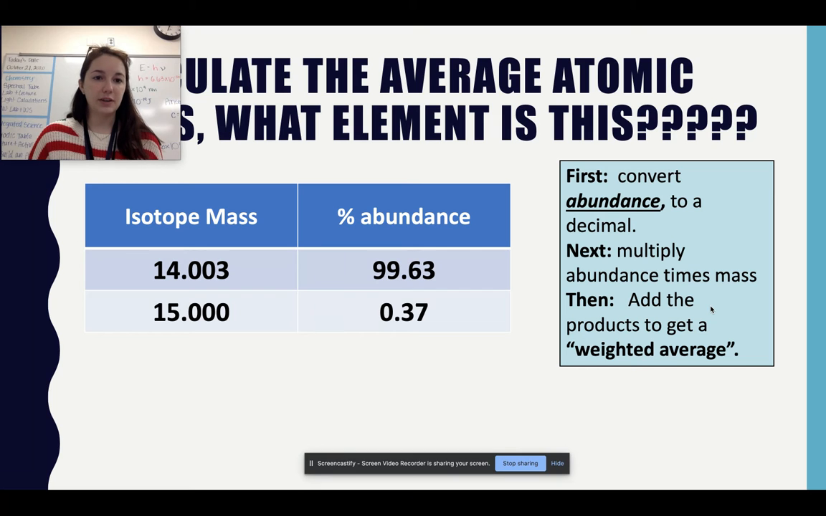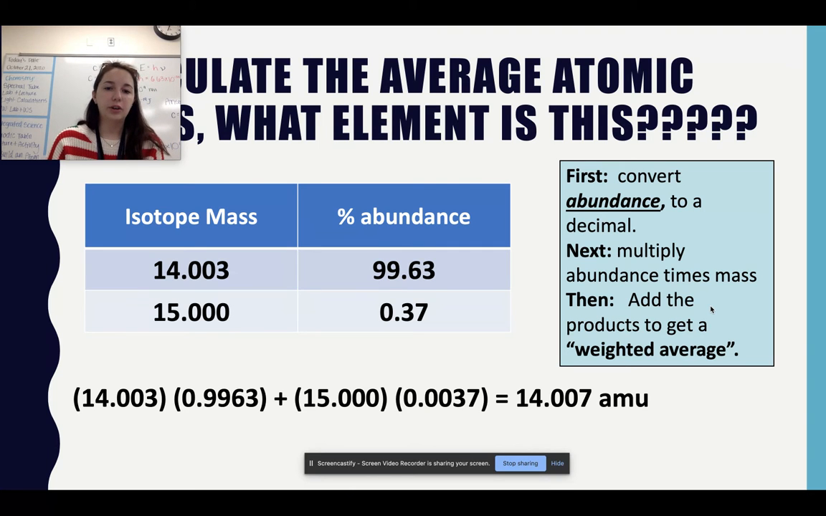Slide it over 2 decimal places, and then you're going to take your 14.003 times your converted, which is 0.9963, and you're going to take 15.000 times my converted, which would be 0.0037. Multiply those together, your 14.003 and your converted, your 15.000 and your converted, and then you're going to add them together. Once you multiply and add, you should get 14.007 AMU.